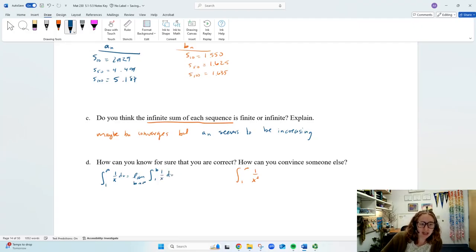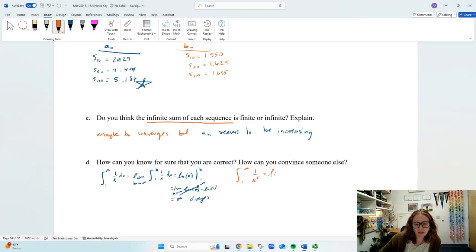What that ends up becoming is ln of x evaluated from 1 to b. If I plug in b, plug in my 1, and still take my limit as b approaches infinity, we'll see that this part is going to infinity. So this diverges. It makes sense then for my partial sums here to also keep increasing towards infinity as well.